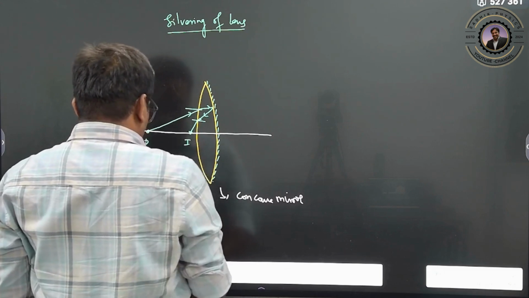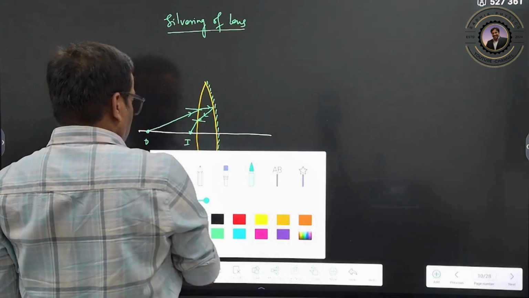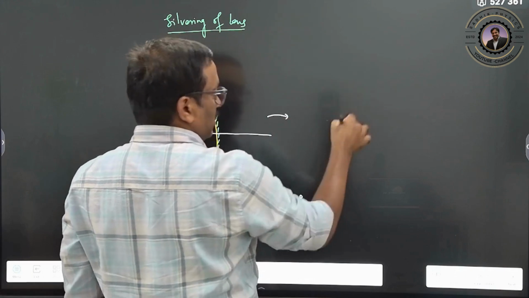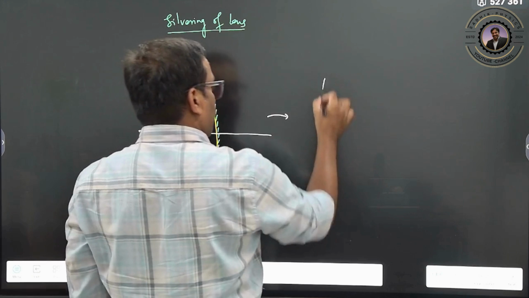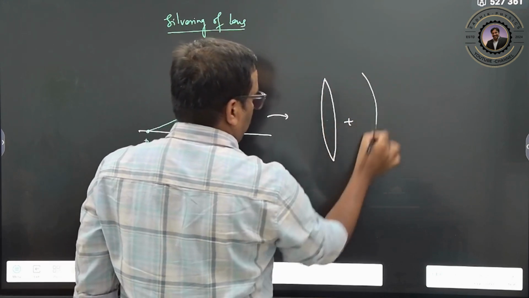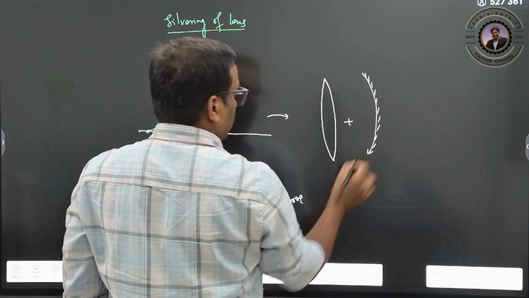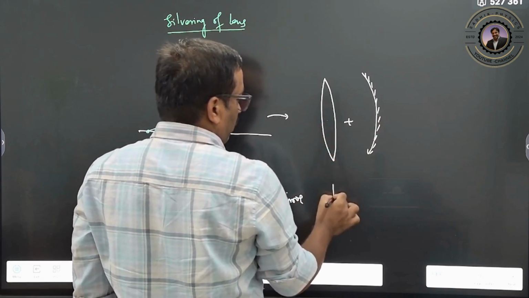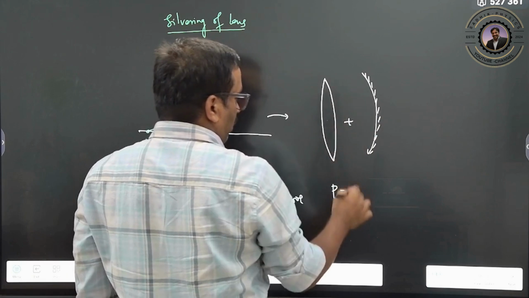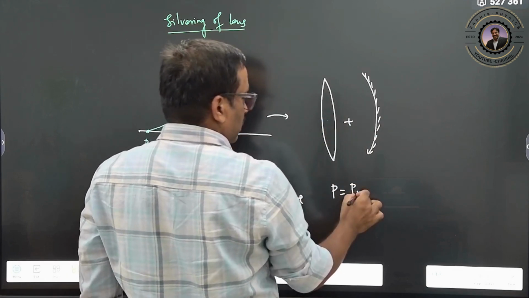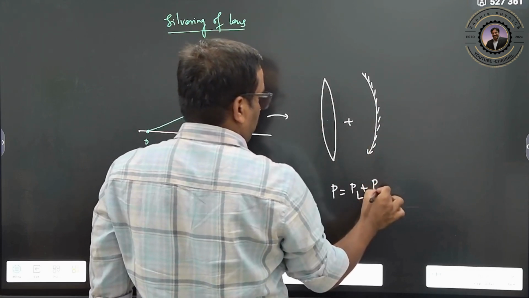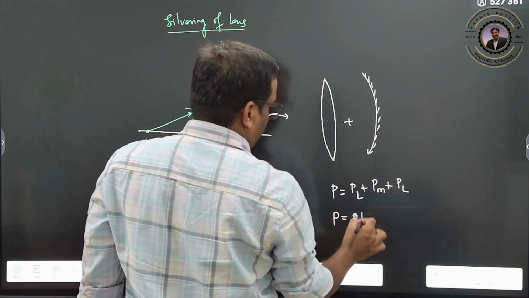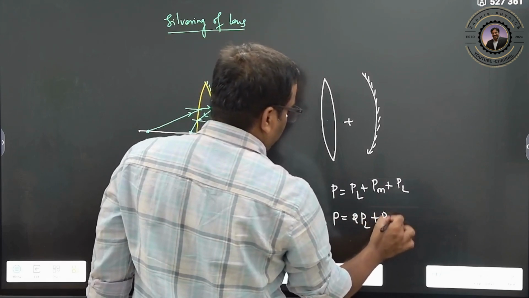So you can take this as a combination of one lens plus one mirror. Therefore the power of the combination is the power of the lens plus the power of the mirror plus again the power of the lens. So you can write the power as two times the power of the lens plus the power of the mirror.